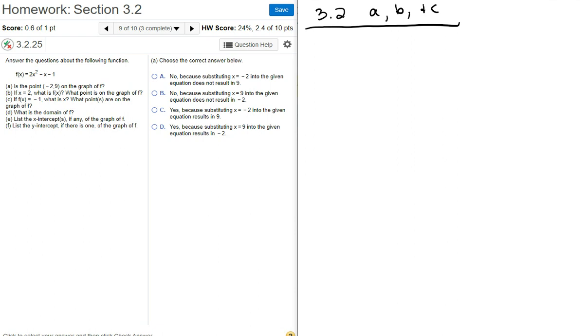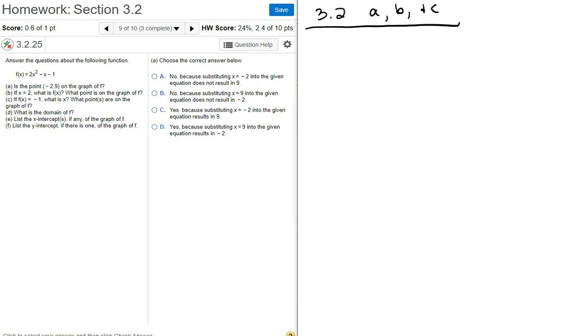Okay, this is section 3.2, and I'm going to have to do this in 2 videos because the recorder I have on my computer only allows me to do 10 minutes. Otherwise, I have to pay a whole bunch of money for the full version, and I ain't doing that. So I'm going to do parts A, B, and C on this video, and I'll do D, E, and F on a second video.